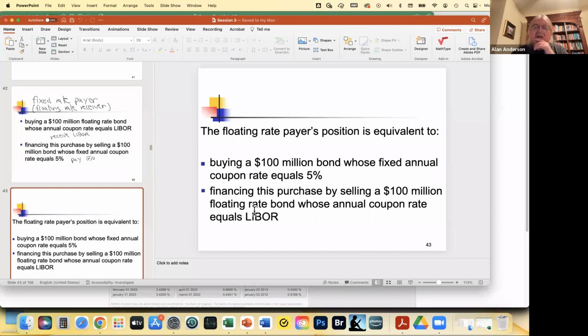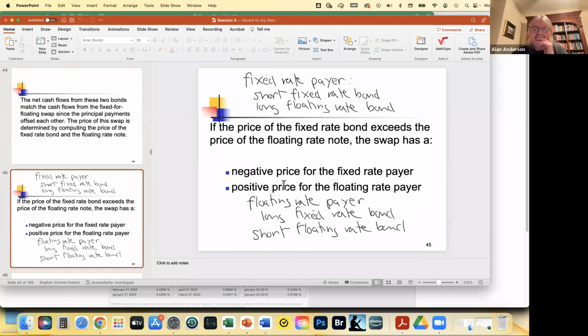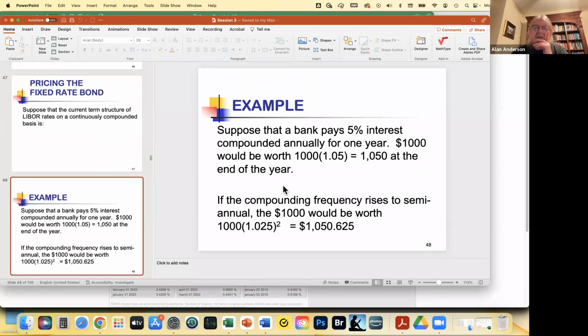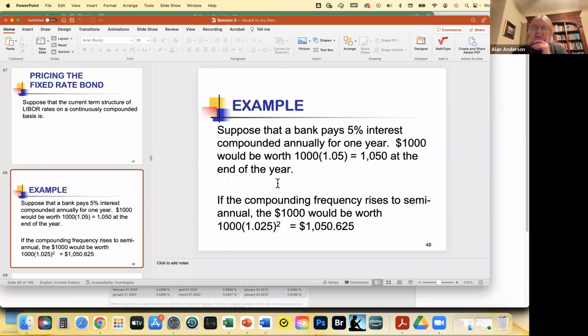The floating rate side is the opposite. They're going to collect a fixed rate by owning a fixed rate bond, and they're going to sell a floating rate bond. Okay, so let's do a numerical example, and that's where this is going to come in so handy.